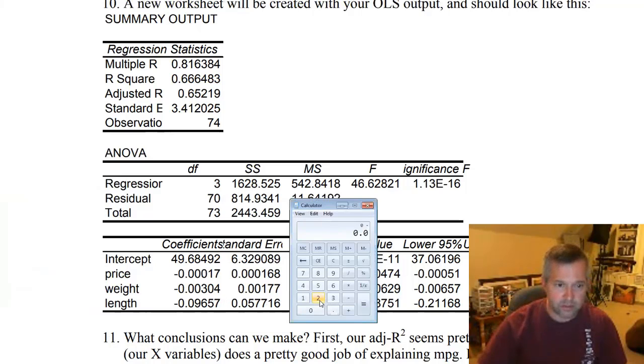Negative 0.09657. It's not going to be perfect because I'm just rounding here.